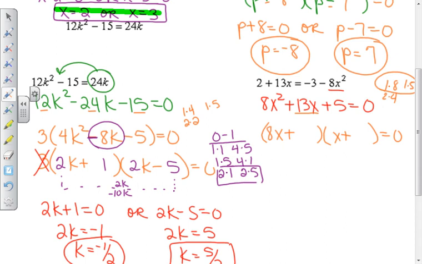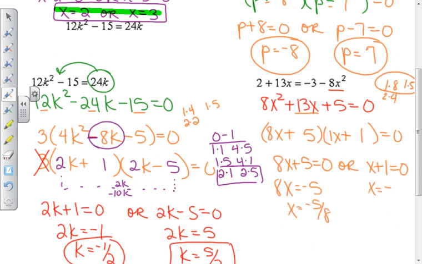So if I put my 8 here, I need a 1 here. If I put my 5 here and my 1 there, I have 5x plus 8x makes 13x. So 8x plus 5 equals 0, or x plus 1 equals 0. Subtract 5, 8x equals negative 5, x equals negative 5/8, or x equals negative 1.